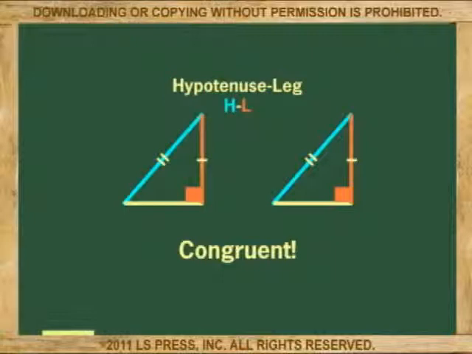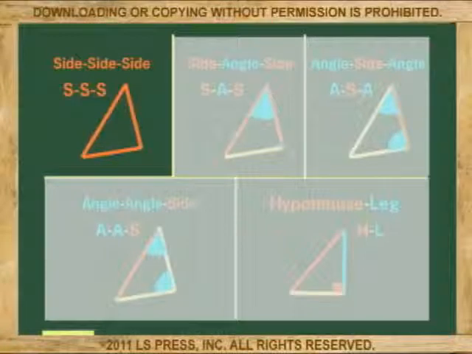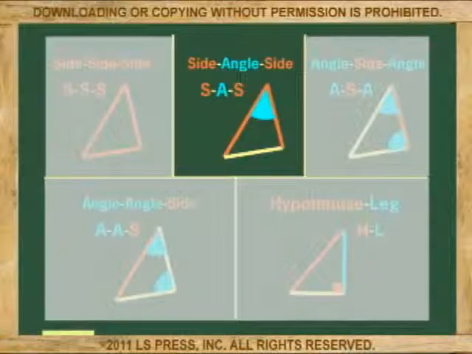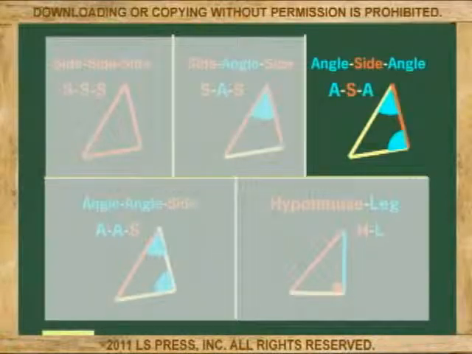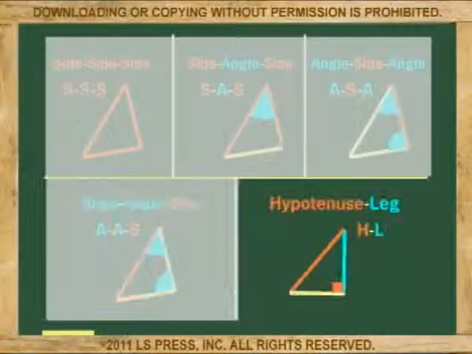Reviewing triangle congruency, we say triangles are congruent by side-side-side, by side-angle-side, by angle-side-angle, by angle-angle-side, and in right triangles by hypotenuse-leg.